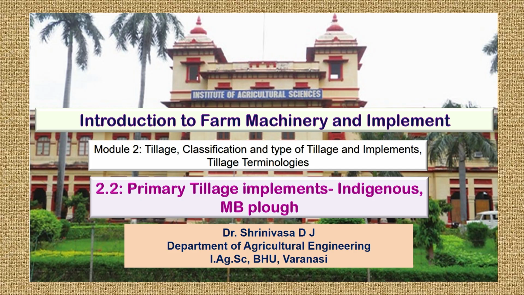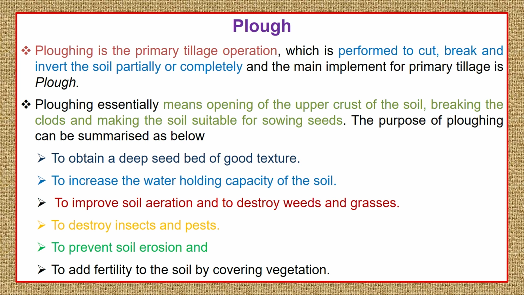In this lecture, we are going to discuss the second lecture in Module 2, about primary tillage implements, under which the indigenous plough and MB plough. In the previous lecture, we talked about tillage, need of tillage, its objectives, classifications of tillage system, and classifications of tractor attached implements. In this class, we are going to talk about primary tillage implement, particularly indigenous plough and MB plough. Plough is a primary tillage implement.